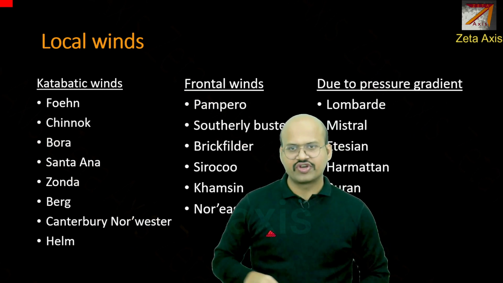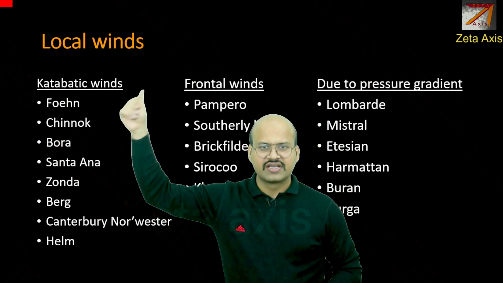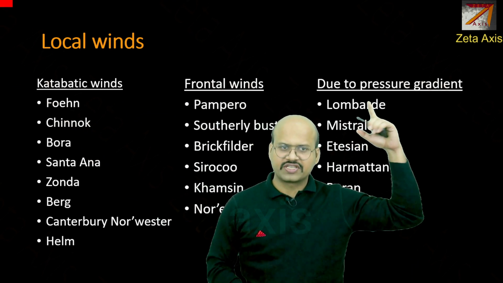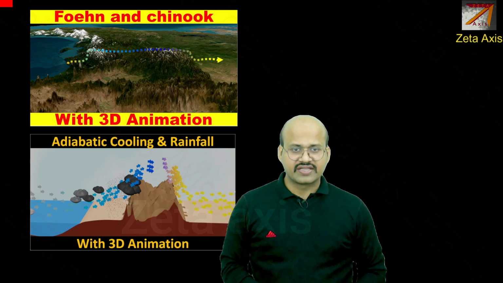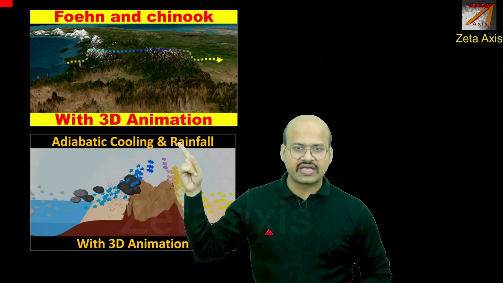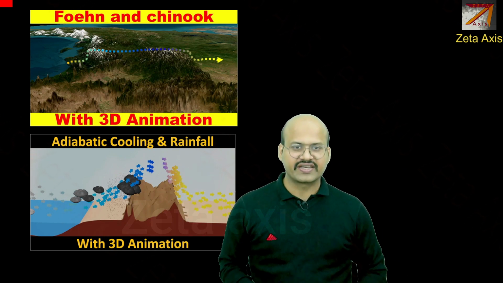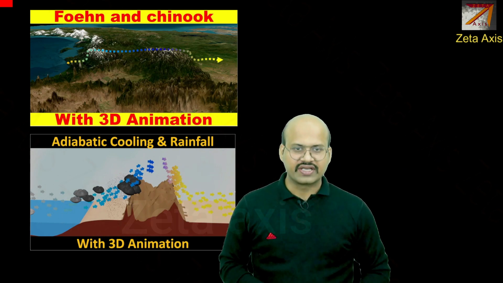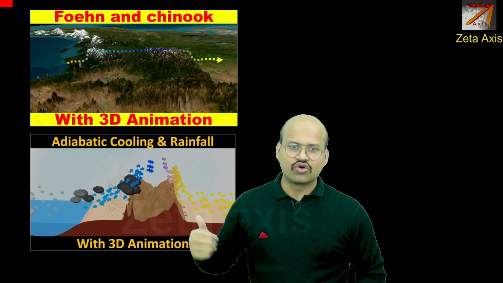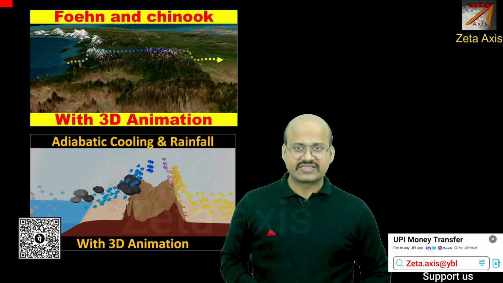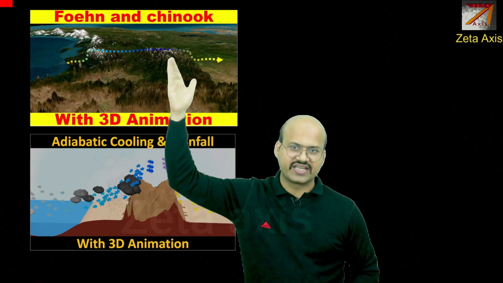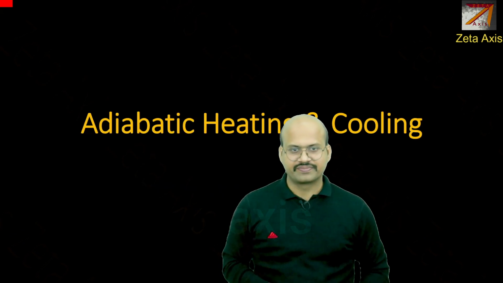In this particular video, we will discuss katabatic winds. In the next video, we will discuss frontal winds, and then we will discuss pressure gradients. There are another 2 videos which are quite relevant. The first is adiabatic cooling and rainfall. This will give you an understanding of what adiabatic cooling is and how it leads to rainfall. Here we have discussed in detail the whole adiabatic process. The second is Foehn and Chinook. We have discussed these 2 local winds in great detail in this video, so do watch them.